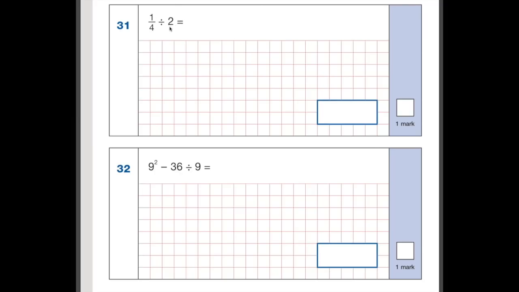Number 31, it says 1/4 divided by 2. Now the trick with this is literally just to multiply this number by the denominator. You don't need to do anything fancy or any long division or anything. 1/4 divided by 2 equals 1/8, because we've done 2 times 4.